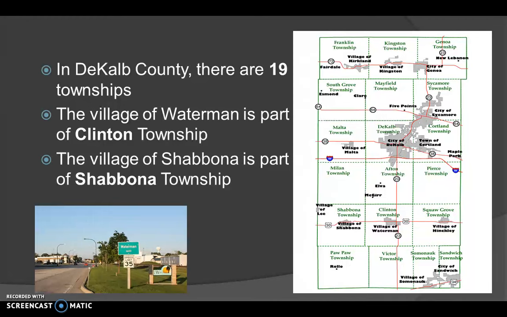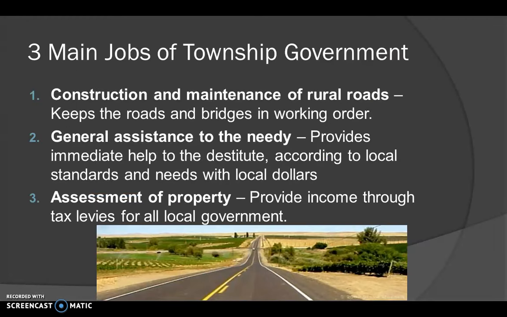just a small township. The 3 main jobs of township government are the construction and maintenance of rural roads, and that keeps the roads and bridges in good working order. The general assistance to the needy. It provides immediate help to those in need according to the local standards and needs with local dollars. And they also are in charge of assessing property, and that provides income through tax levies for all local government.